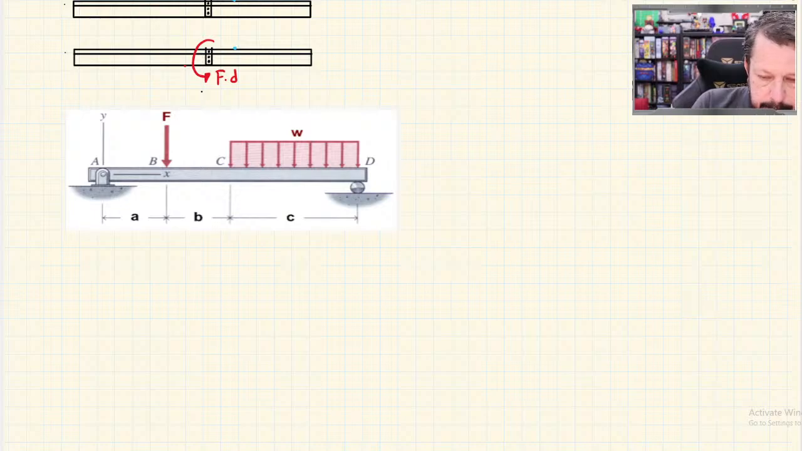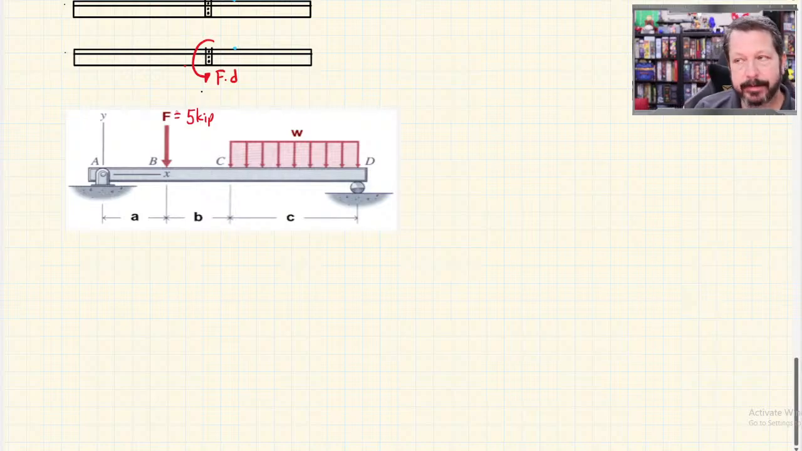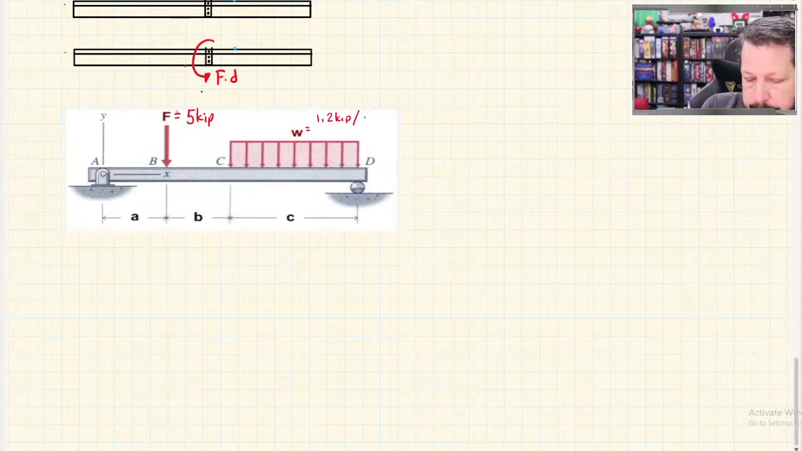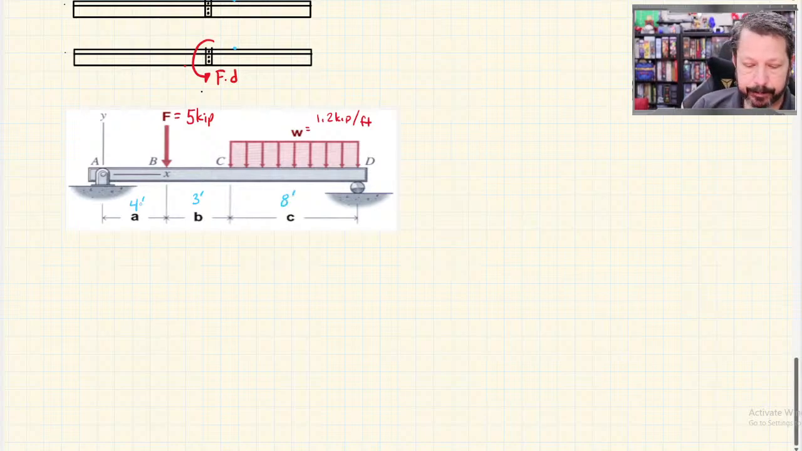Let's say that F is equal to, I don't know, 5 kips. Remember, a kip is 1,000 pounds, so this is 5,000 pounds. W, we'll say that's equal to 1.2 kips per foot, so 1,200 pounds per foot. A will be 4 feet. B looks like 3 feet. And C looks like maybe 8 feet. Something like that.